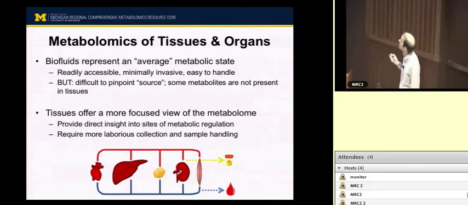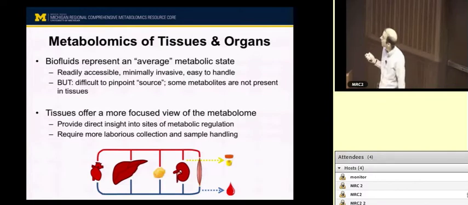Okay, metabolomics of tissues and organs. What makes tissues unique? Biofluids are great. So things like serum and urine are great samples for metabolomics because they represent an average metabolic state of the organism you're trying to study. You can get access in a single blood draw to metabolites that are produced by the liver, skeletal muscle, and any other number of organs that you're trying to study. It's all there in one package.